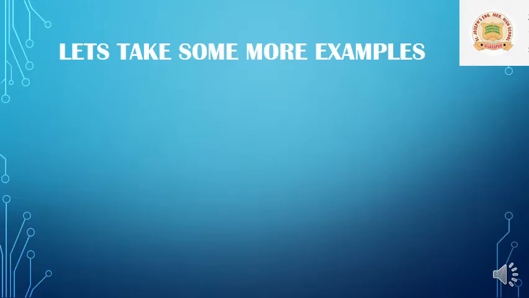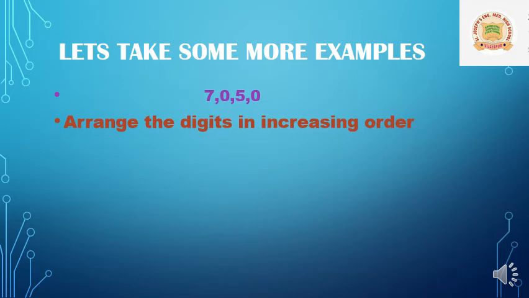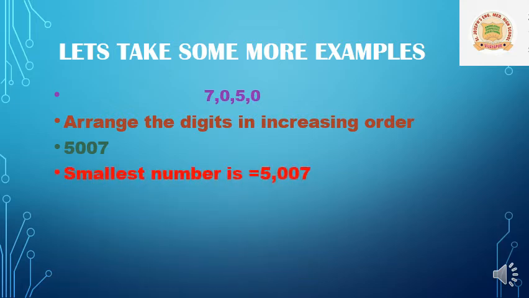One more example, the digits are 7050. So here again I took examples of 0 to help you understand better. So first, arrange the digits in the increasing order. Increasing order means small to big. So here you have to take 5 first, then both 0s in the middle, and the last 7. Because if you take 0 in front of the 5, it will become a 3-digit number. Then the smallest number is 5007.